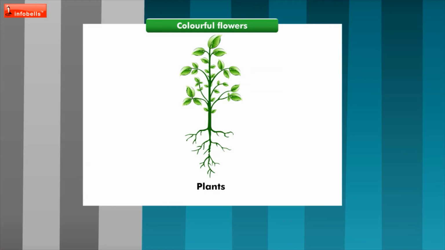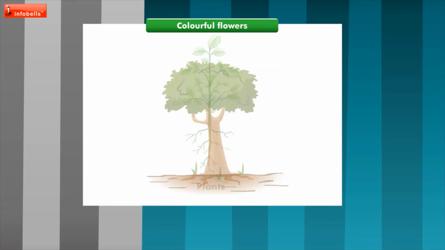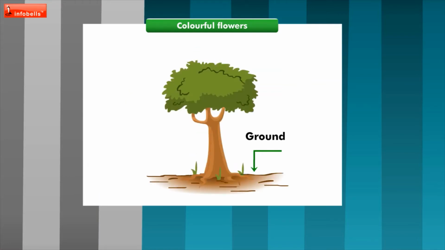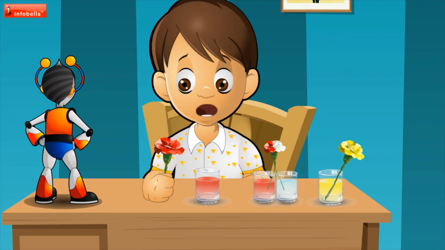The principle is the same for all types of plants. Trees get water from the ground through their roots. The water travels up to the highest leaves. Thanks, Chotu. I'll go and wish Mom.